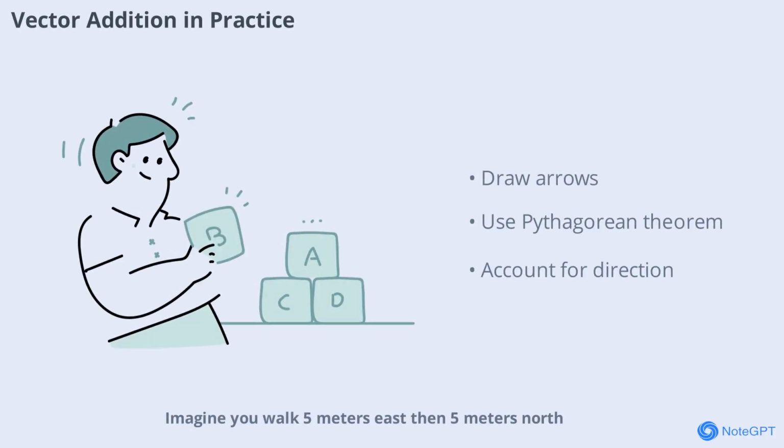Imagine you walk 5 meters east, then 5 meters north. To find your total displacement, you can't just add the numbers. Instead, you draw the two movements as arrows and use the Pythagorean theorem to find the resultant vector. This method ensures you account for both magnitude and direction.